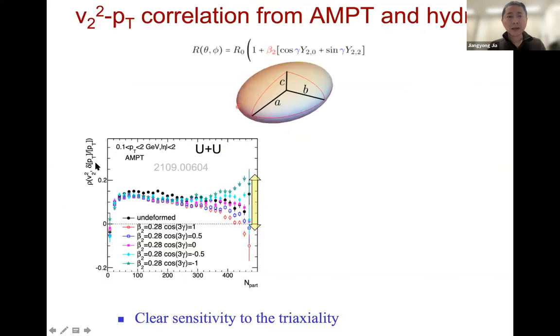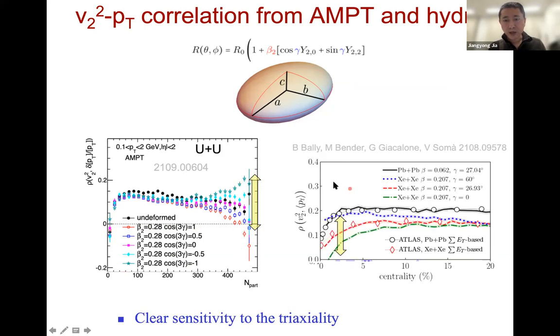And so when we run an AMPT simulation, so full dynamics are implemented, but I put in the triaxiality in the initial state. You can see that going from prolate deformation, like uranium, really prolate, all the way to oblate. In the case of prolate, the V2-PT correlation is negative, as I showed you in the previous slide. But as you increase it to oblate, it actually changes sign. And instead of decreasing, it starts to increase in the central collision.